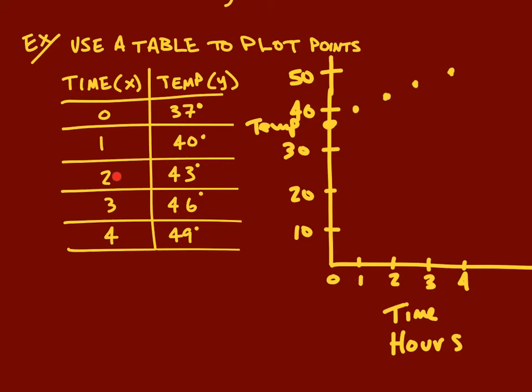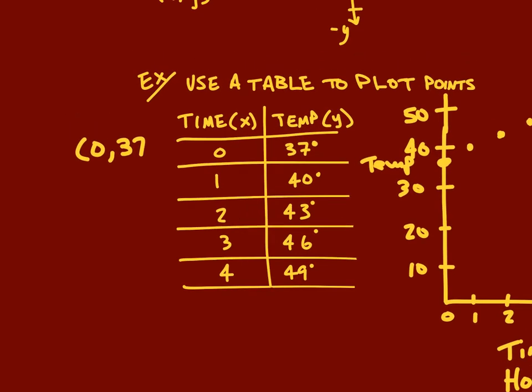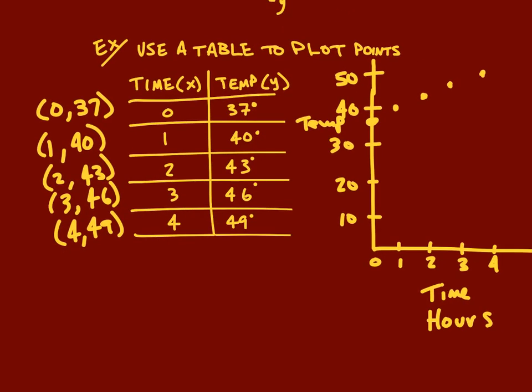So when you have a table like this, each of the table values can be translated into points. This is going to be the point 0, 37. This is the point 1, comma 40. This is the point 2, comma 43. This is the point 3, comma 46. This is the point 4, comma 49. So using tables to plot points, not just using the points themselves, but being able to look at a table and create the points from that.